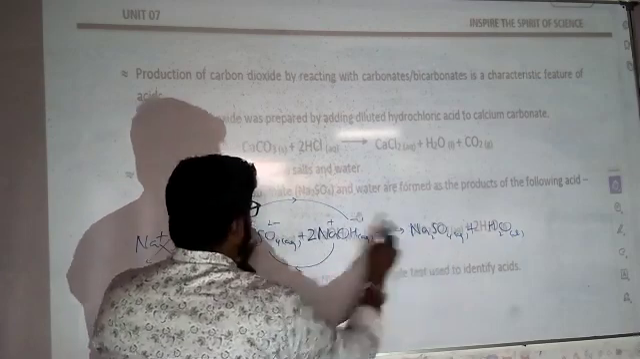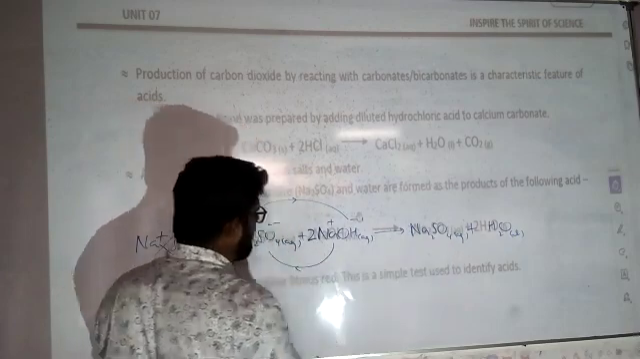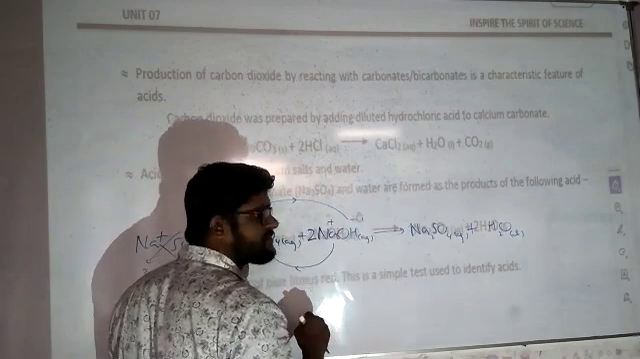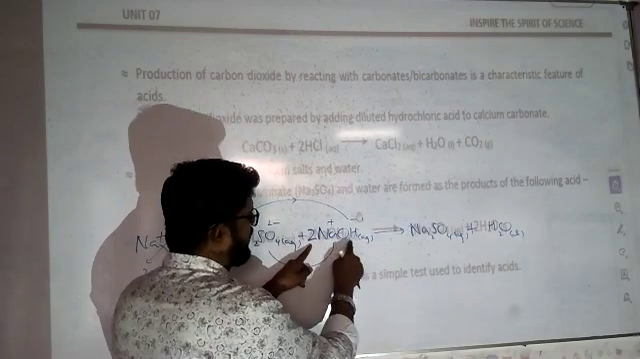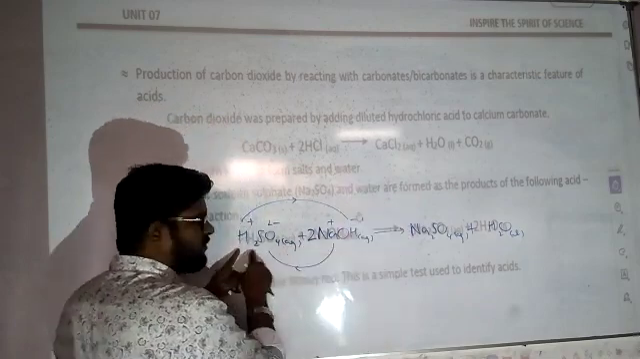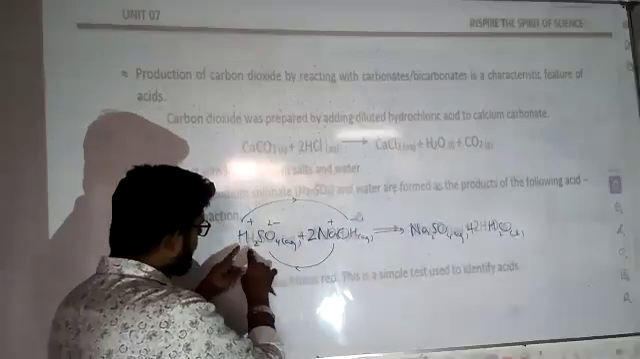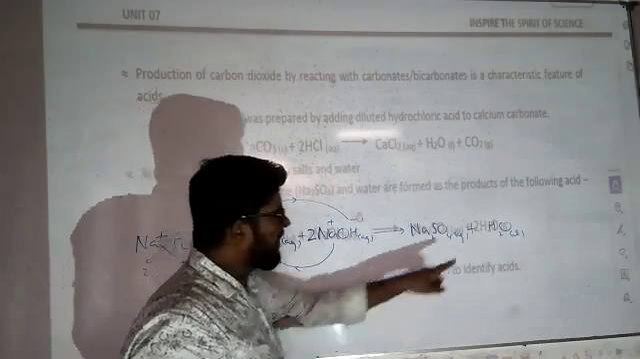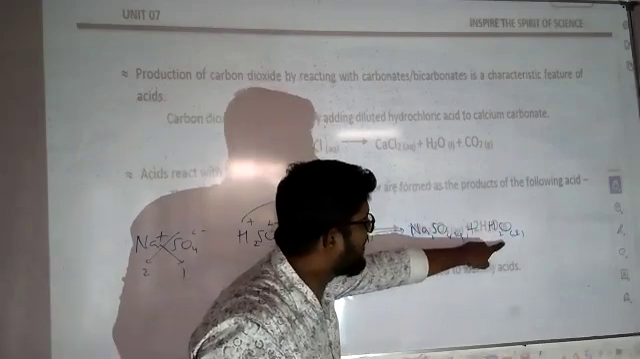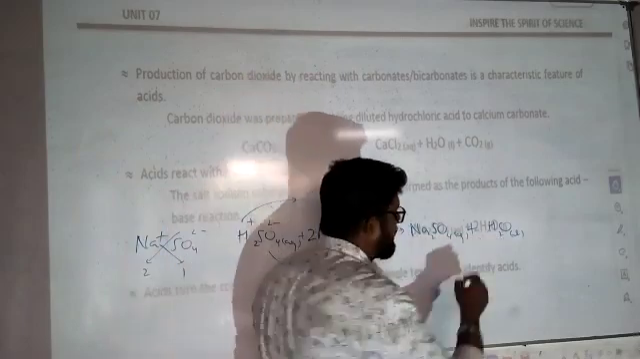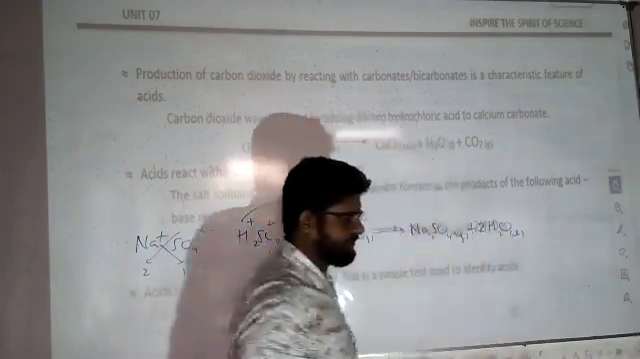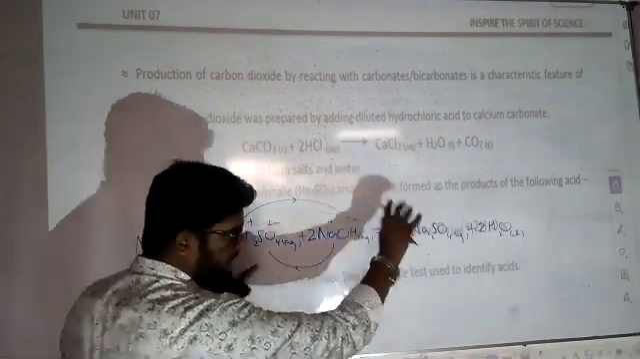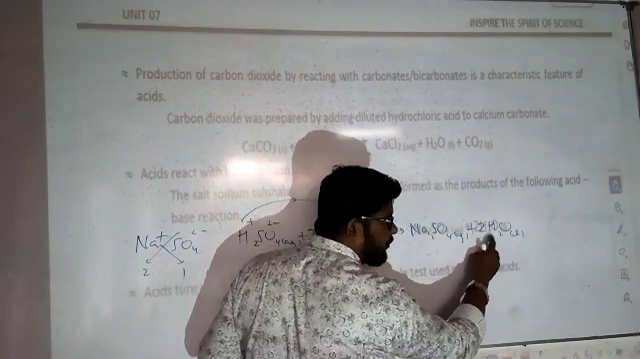Sulfate to sulfate already balanced. H2 to H2 also balanced there. But now because of this 2, oxygen and hydrogen becomes 2. So 2 into H, 2 hydrogen, and here 2 hydrogen, 4 hydrogen are there. But how many hydrogen am I having here? Only 2. So what do I do? I am writing 2 to make it 2 into 2, 4.